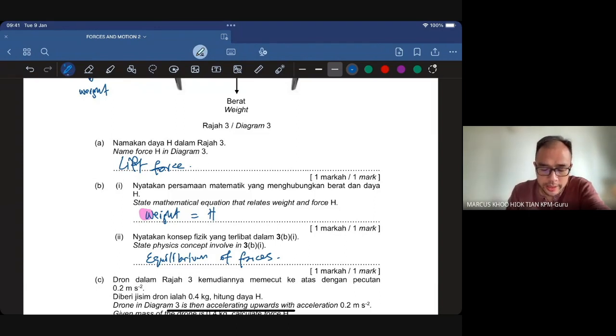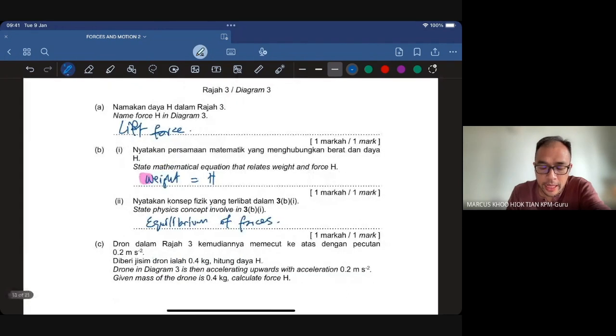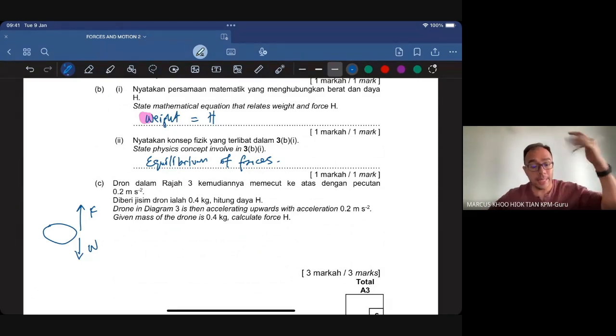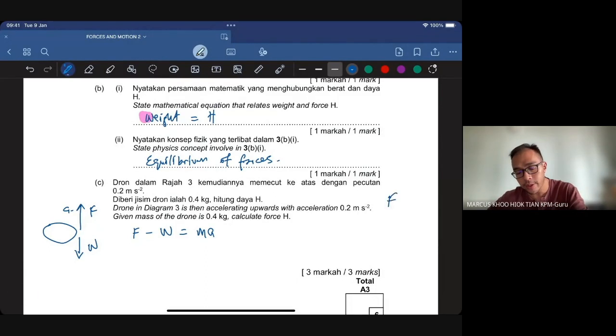The drone is then accelerating upwards with an acceleration of 0.2. So let's consider this situation now. Accelerating upwards means there's a force upwards and there's of course the weight. Most important thing is that since it is accelerating upwards, the force is bigger than the weight. So force minus the weight equals mass times acceleration. This is from Newton's second law, F equals ma.